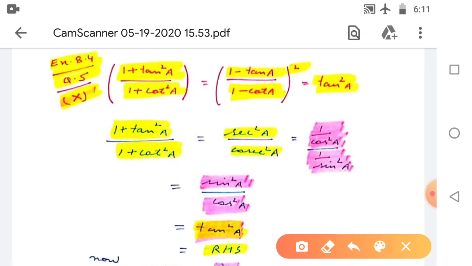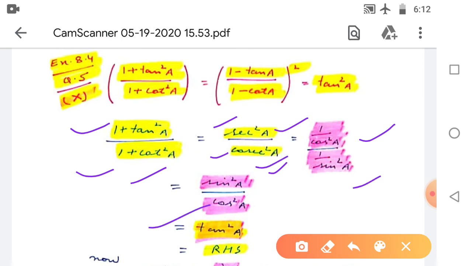Clear? Simple, right? 1 plus tan square A upon 1 plus cot square A. We are able to apply the identity directly in this question, that is 1 plus tan square theta is sec square theta. So 1 plus tan square A is equal to sec square A, and 1 plus cot square A is equal to cosec square A, because 1 plus cot square theta is equal to cosec square theta. After this, convert into sine and cos. So sec square A is equal to 1 upon cos square A, and 1 upon sin square A is equal to cosec square A. Finally we get tan square A, that is RHS. This is the third equality.